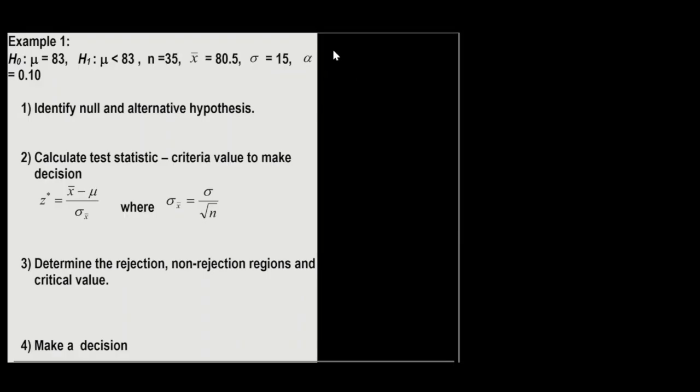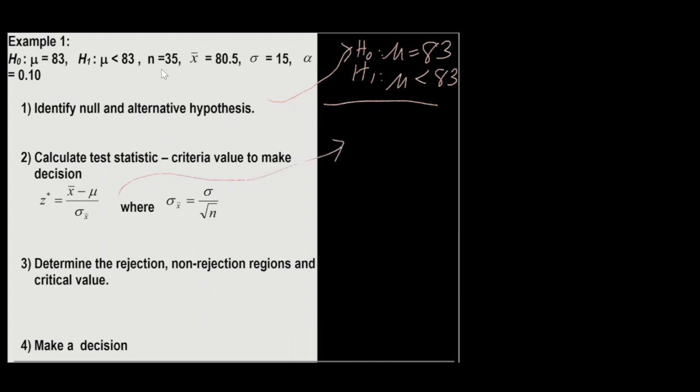Let's discuss the first example. Start by identifying the null and alternative hypothesis. It's already provided in this question. The null hypothesis is mu equals 83. The alternative, mu is less than 83. Okay. Next step is to calculate the test statistics. Right. We need to look at the sample size. In this case, the sample size is 35, which is considered large.